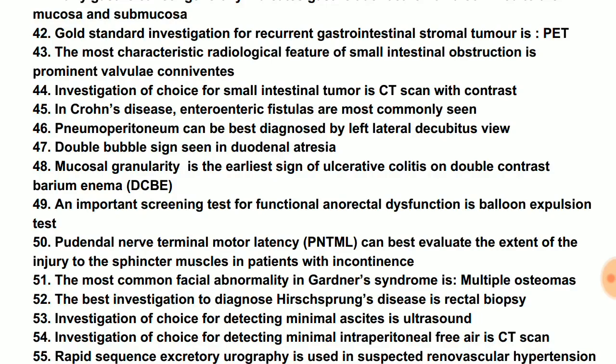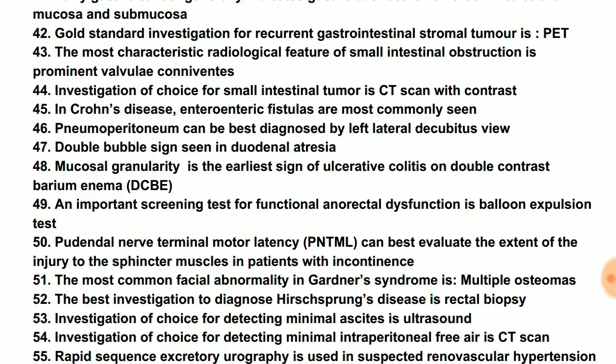Investigation of choice for small intestinal tumor is CT without contrast. In Crohn's, enteroenteric fistulas are commonly seen. Okay, in which disease are enteroenteric fistulas seen? In Crohn's, because there will be transmural inflammation, so it can form fistulas from one part of the intestine to another part.